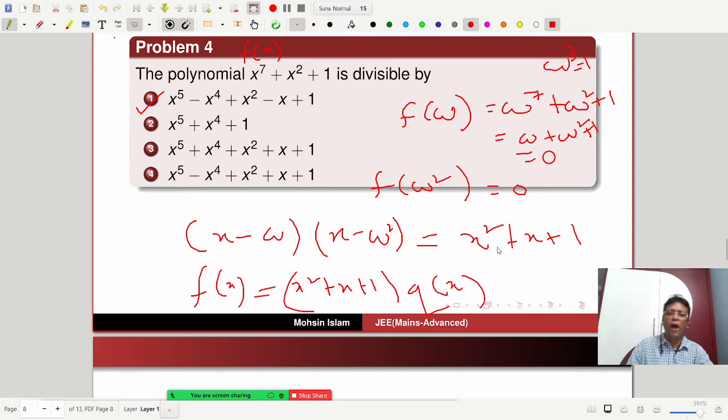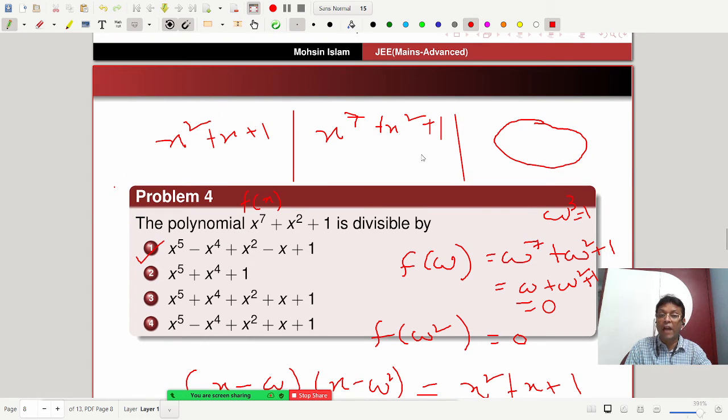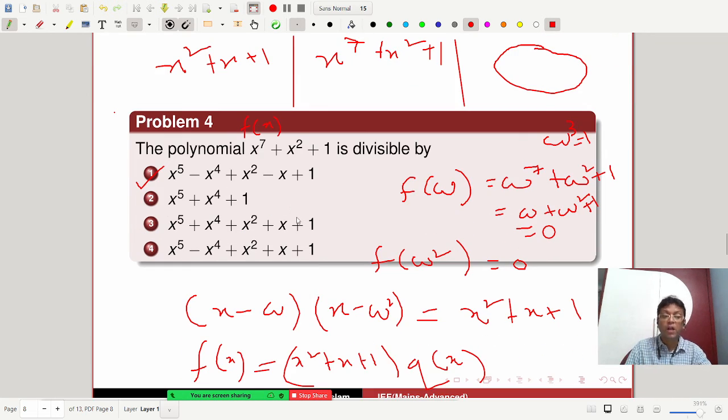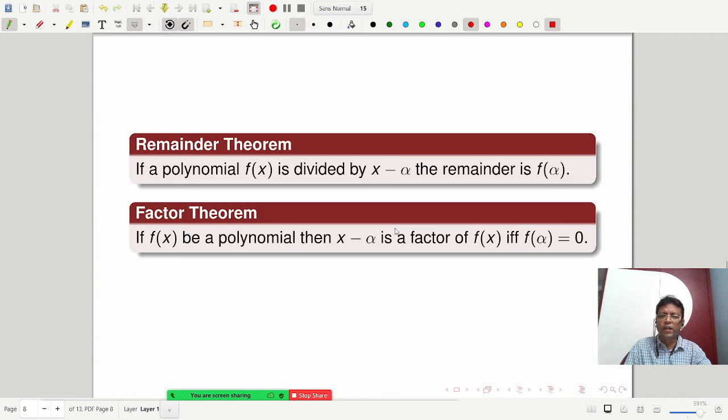So naturally, if you have x square plus x plus 1, then the polynomial f(x) can be written as x square plus x plus 1 into q(x). q(x) is the rest of the polynomial, because it's a 7-degree polynomial, q(x) must be of degree 5. So q(x) can be obtained by the division algorithm. The quotient will give you the answer, and the answer will be the first option. So this is a very important concept using the factor theorem. Maybe you require the remainder theorem. So these are all techniques of polynomials, theory of equations. Let's move to the next part.